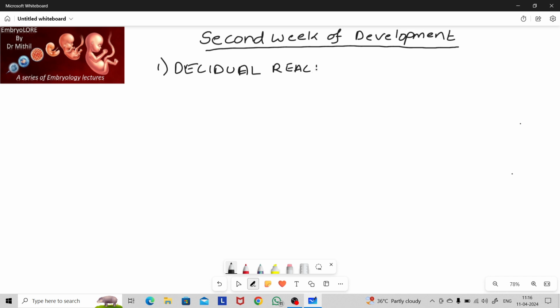So an important concept and also a question which is very important. Now what are the characteristics of this decidual reaction? First of all, the intercellular substance increases and its vascularity also increases subsequently. And now the stromal cells have got a separate name.